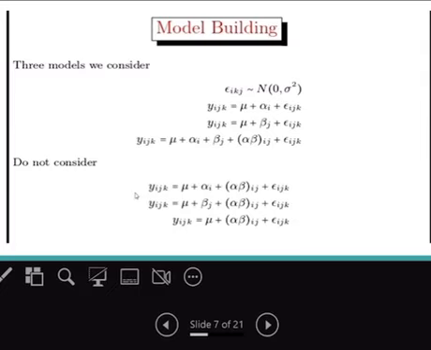Is there any question on do not consider? Any question? Do you understand that, right? Why you shouldn't consider all those three models, right? You can't talk about interaction without also investigating factor A and factor B separately. That is why you shouldn't consider them.